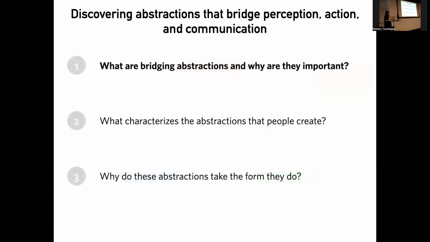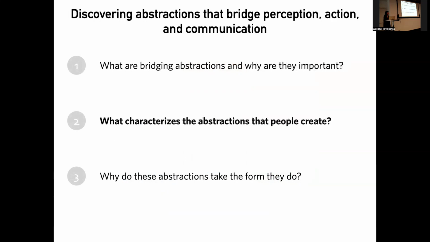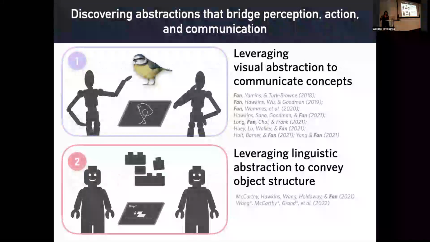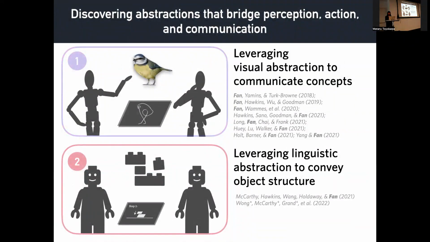So here are the top level questions that I aim to address in this talk. What are bridging abstractions and why are they important? What characterizes the abstractions that people create? And why do these abstractions take the form that they do? My plan is to offer a high-level overview of two ongoing lines of work, digging into the kind of multimodal generative behaviors that have been giving us insight into the nature of these bridging abstractions. So first, we're going to focus on the use of visual abstraction to create meaningful pictures. And second, the use of linguistic abstraction to convey the structure of objects, okay?